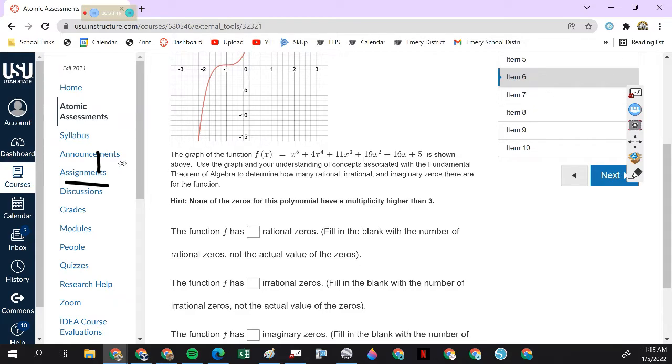Okay, so I told you it is possible to hide roots inside a polynomial, but they have told us that none of them have a multiplicity higher than 3. So there are no hidden real zeros. Okay, so here's what we need to know.